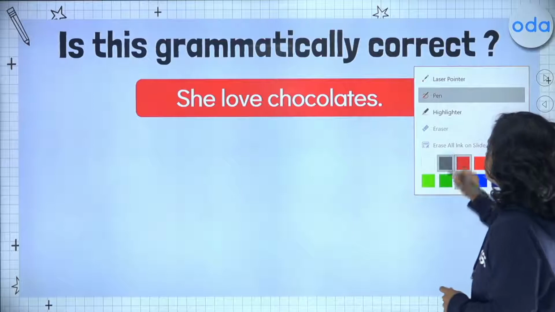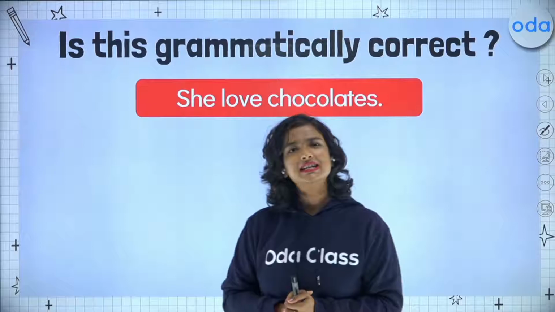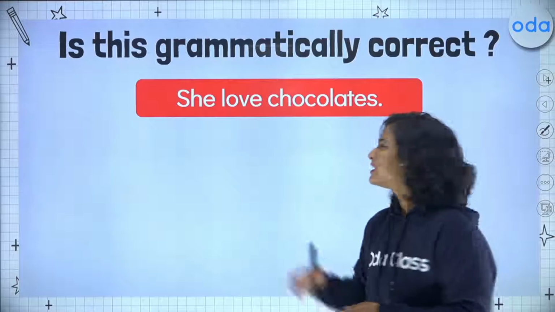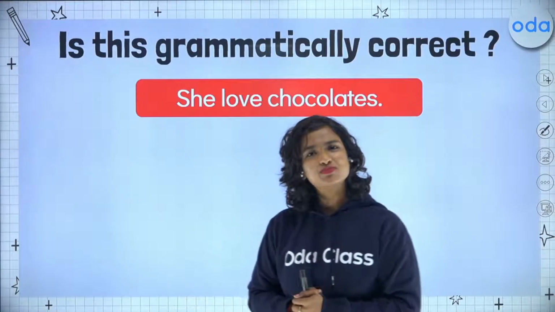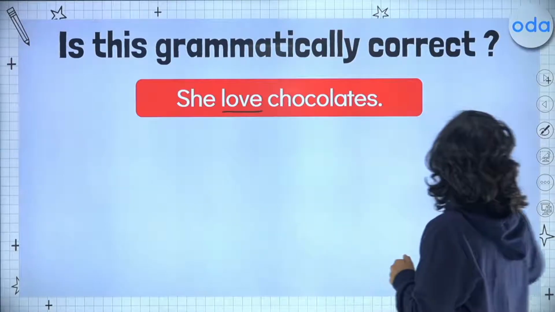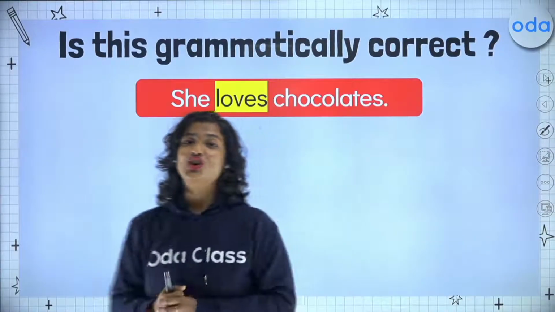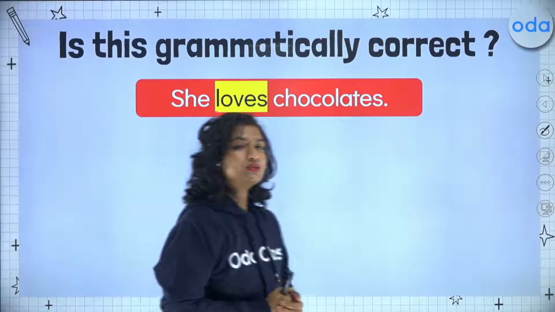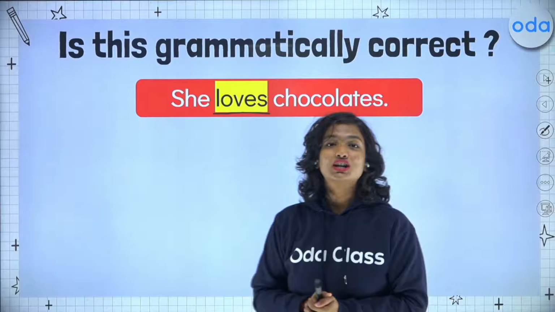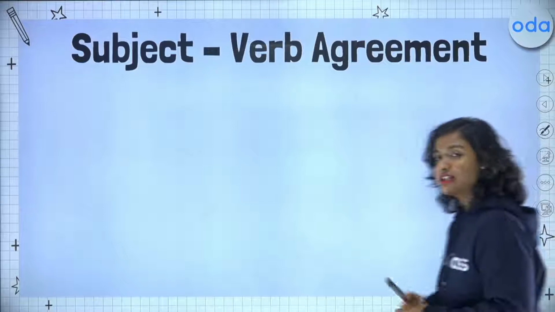She loved chocolates. Students, I want you to identify if this sentence is grammatically correct. She loved chocolates. Read this out to yourself once again and tell me, does this make sense? She loved chocolates. Now, this is grammatically incorrect, but what about this? She loves chocolates. Students, do you think this one is grammatically correct? She loves chocolates. This is grammatically correct, which brings us to our concept.